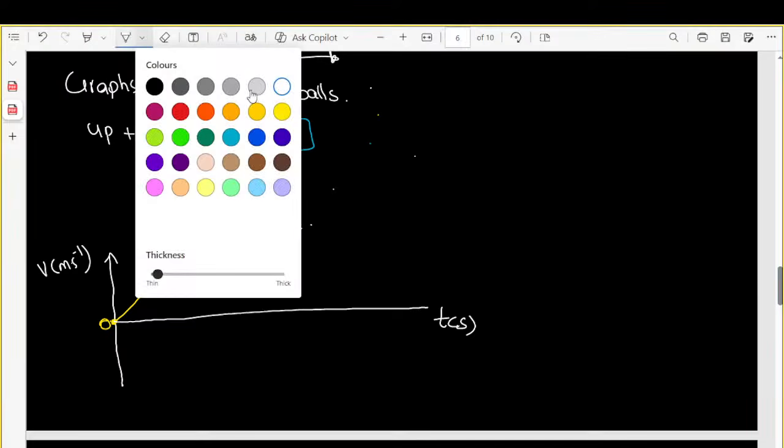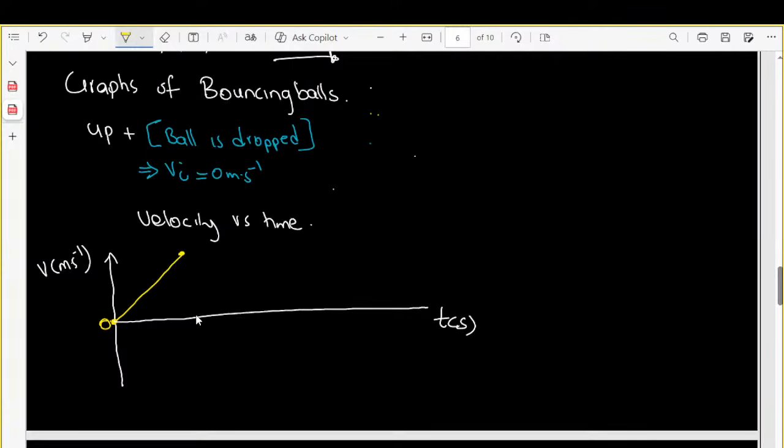It will bounce. Exactly. So when it bounces, it goes back up. You understand? It was moving down, but immediately when it bounces, it will do what? Immediately when it bounces, it will go back up. So when it goes back up, remember we said we take up as positive.